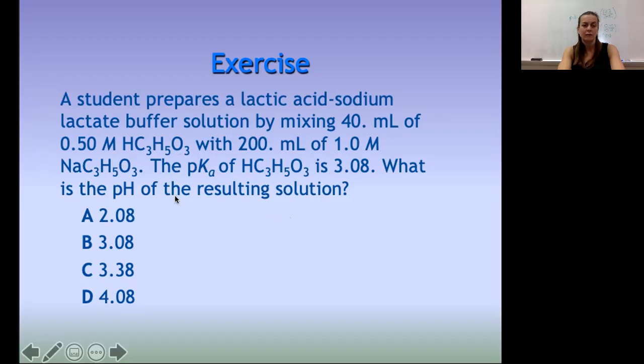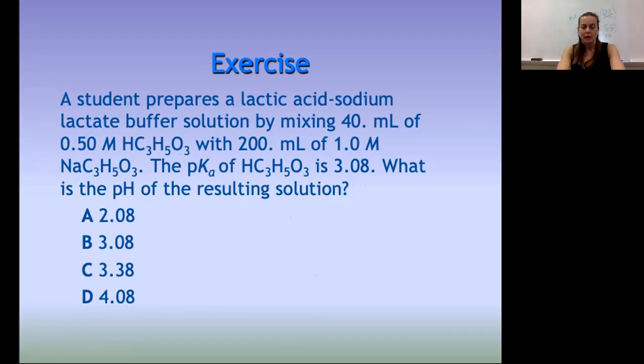Did I do that right? So we have the log of 200 over 20, which is 1. And so pKa of 3.08 plus 1 gives me a pH of 4.08. And yes, this is a multiple choice question. And yes, you can be expected to do that without a calculator.